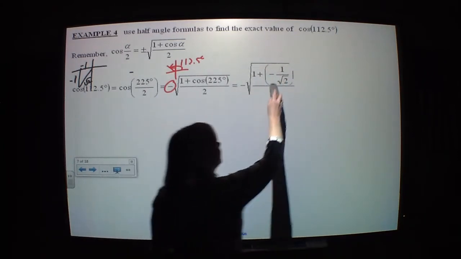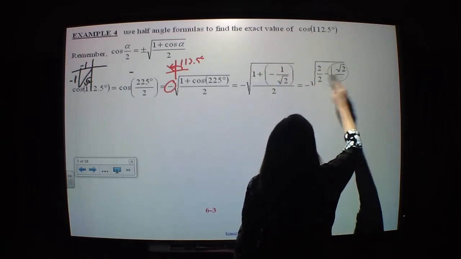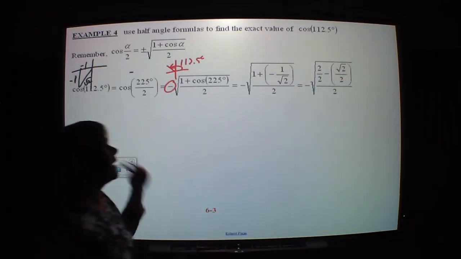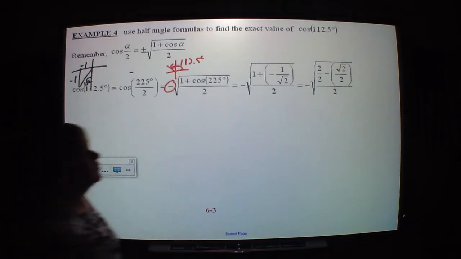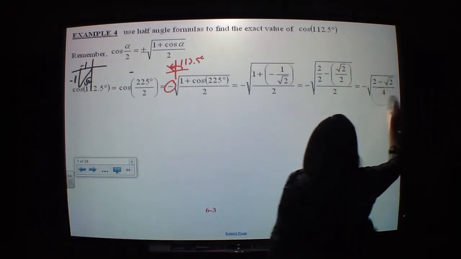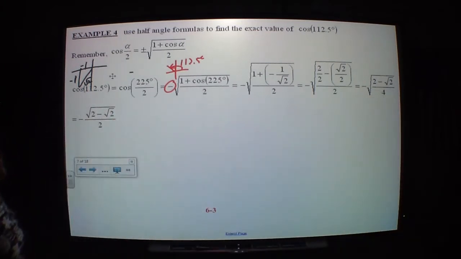And now I'm going to simplify it. I'm going to call 1 as 2 over 2. And it's the same as you did before. 2 minus radical 2 over 2, all over 2 would be all over 4. And then you take the square root of that. The rest of it is written. So the end of it is just like the last problem.